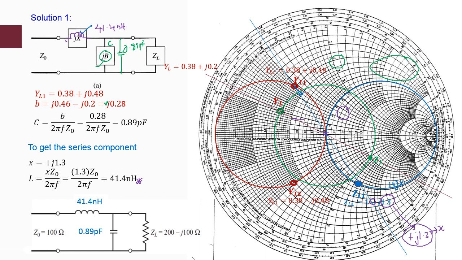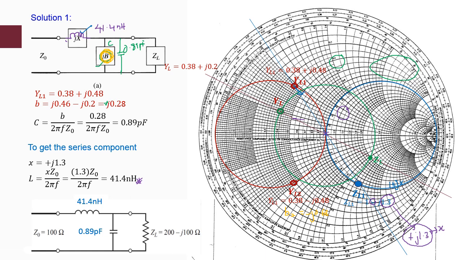The same goes for solution 2. If you are going to use solution 2, we have calculated B2 just now, so you refer to B2. In this case, B2 equals negative j0.68. Refer to the table to see, if B is negative, what the component will be. I suppose it will be the inductor in the second solution.